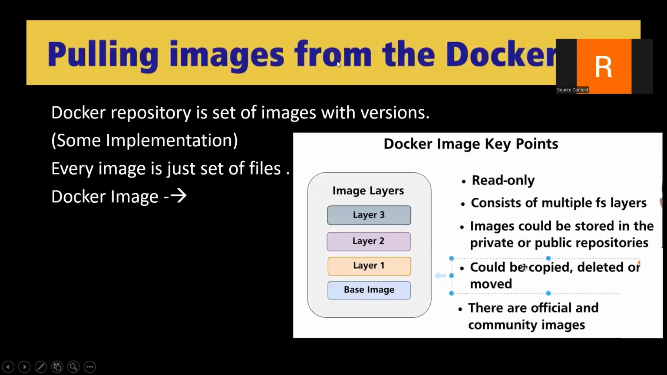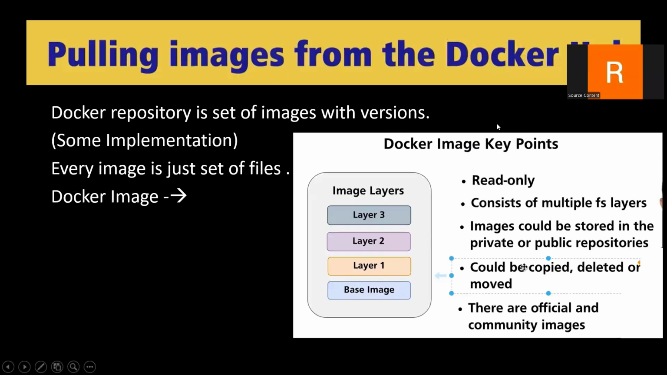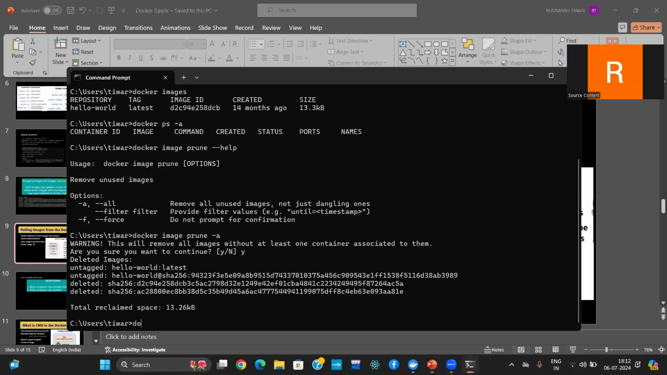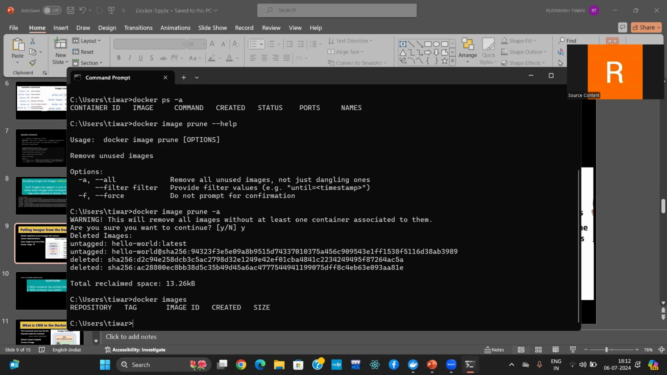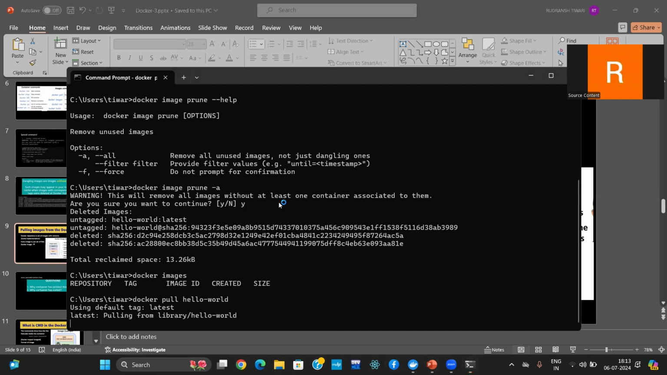So what is pulling images from Docker? Okay. So here you can see, give me a second. Docker images basically lists images. If I list, there are no images present. So there is no container, there is no image. If I want to import an image, I just use Docker pull hello-world. I know that this image is present in Docker Hub, using the default tag.